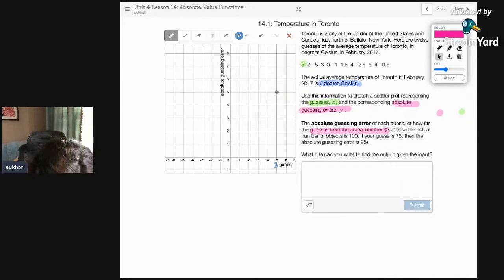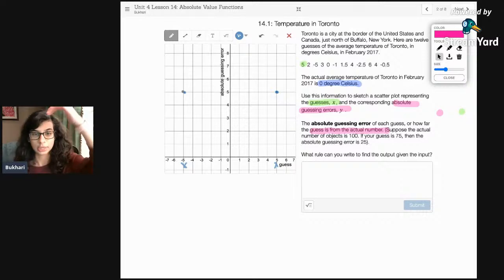I can see the same thing for -5. When x equals -5, I'm still 5 degrees away, in this case in the negative direction, because 0 is my goal. Try to see what the other values will look like and take a look at what the shape of the graph comes out as a result.